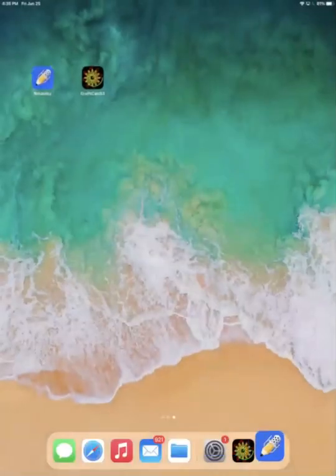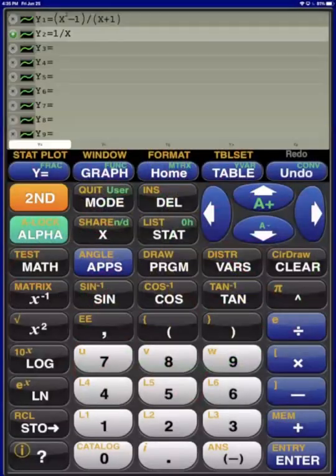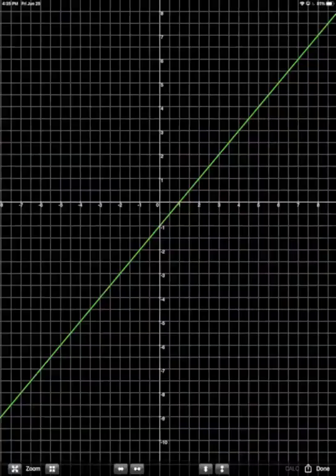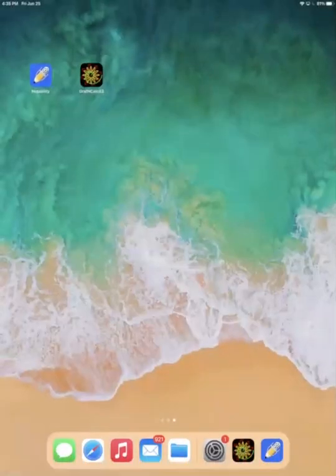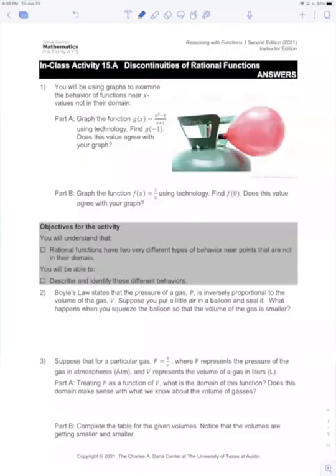So let's go over here to the calculator and we'll go to the y equals screen, and I have this ready to go, and if we graph this, we see it looks like a line. So let's go back to where we were. And it also says, does this value agree with your graph? Well, if we were to graph g of -1, we get -1 squared minus 1 over -1 plus 1. And you see the problem here is the denominator equals 0, which we know we can't have.